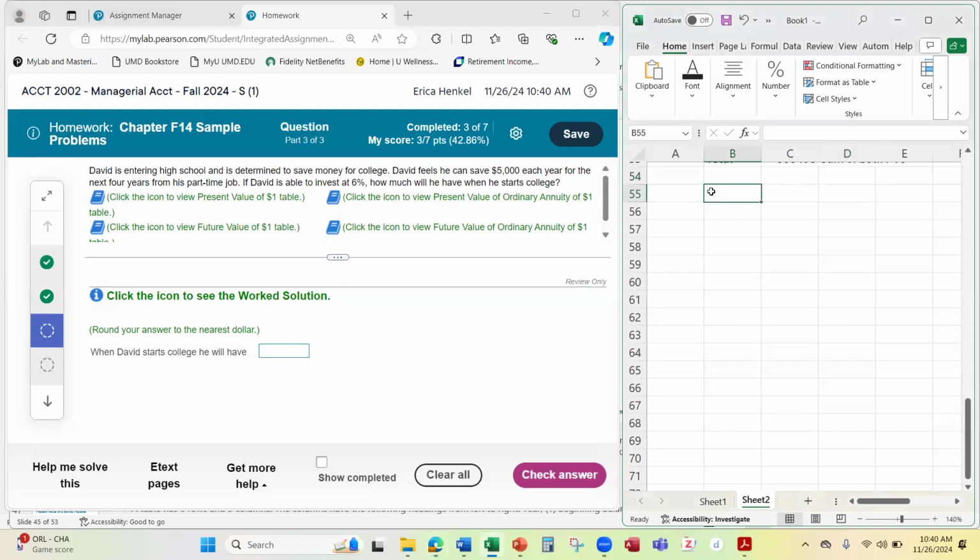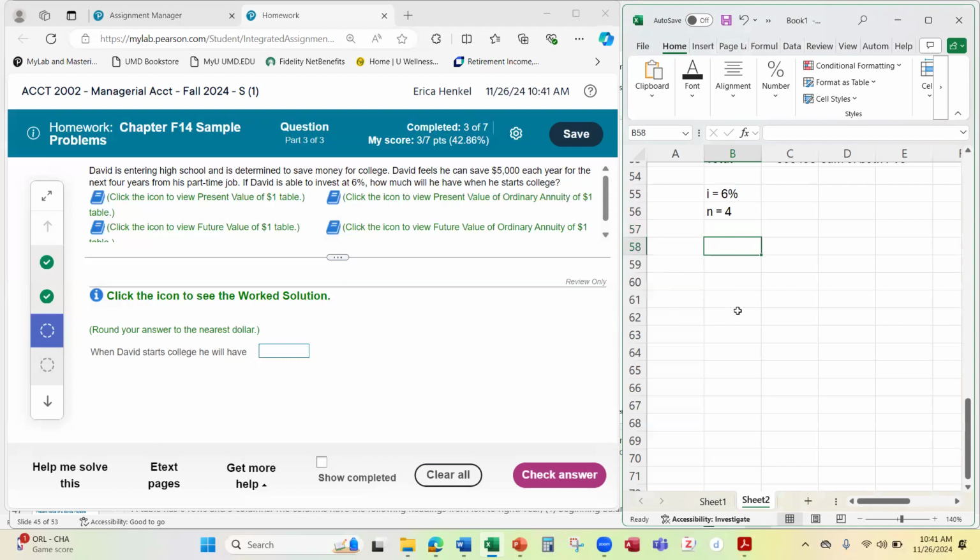All right. So I equals 6%, and the next 4 years. Okay. So N equals 4 years. It's going to put that $5,000 in once a year for 4 years. All right. And so, how much will he have when he starts college?